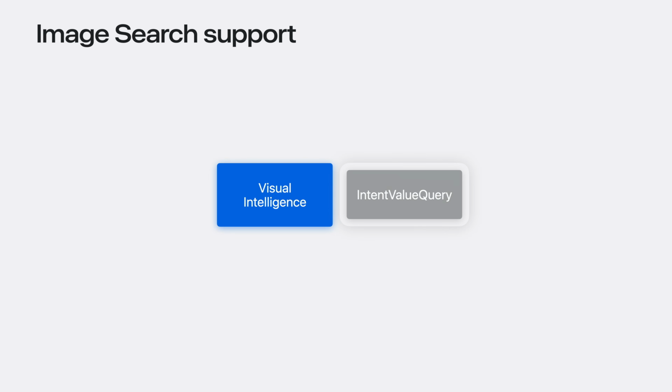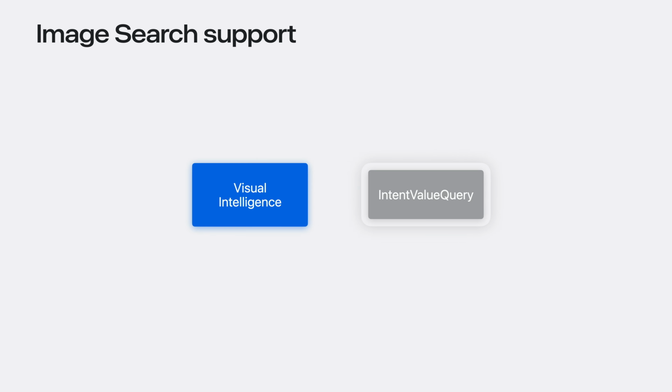To support image search, implement a query that conforms to the intent value query protocol. It will accept the semantic content descriptor type as input and return an array of app entities. Image search will display your app entities using their display representations. When a result is tapped, the corresponding app entity will be sent to its open intent for your app to handle it. This open intent must exist, otherwise your app won't show up.